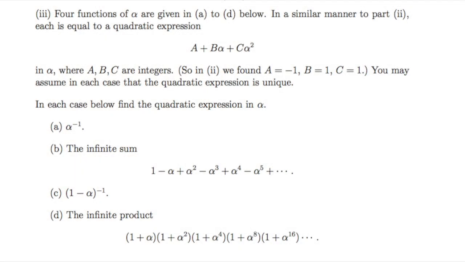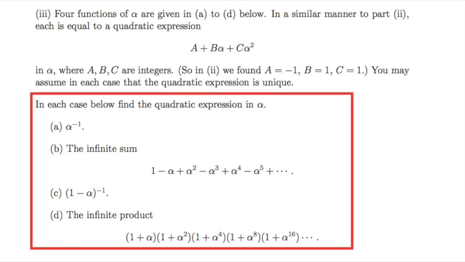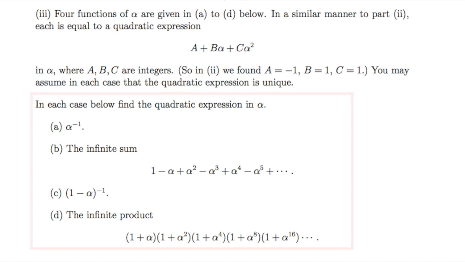Okay, so now it gets a bit trickier. For part III, we're given 4 functions listed from A to D, and for each one of them we have to find an equivalent quadratic expression in terms of alpha, just like what we did previously in part II. We need to find for each one a quadratic expression in the form A plus B alpha plus C alpha squared.